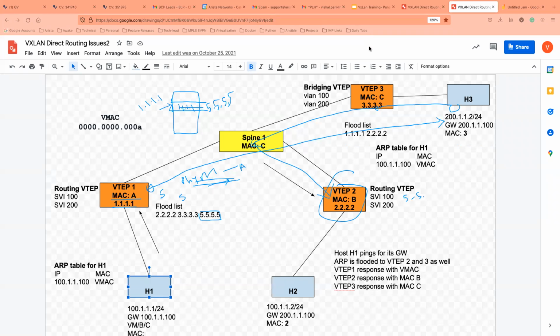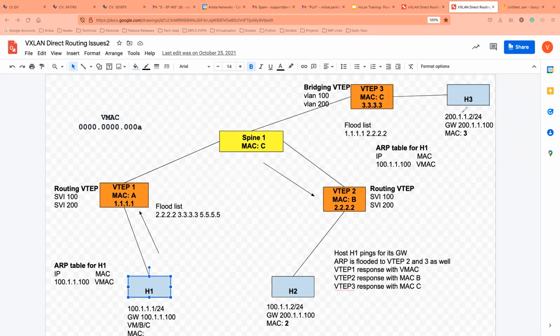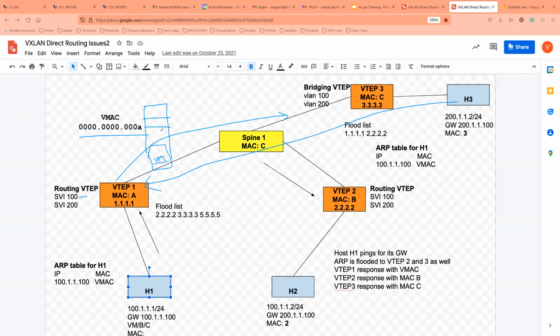Okay. And another case: now let's say H3 sends out an ARP request, and this device has to send out the ARP reply. It landed here, let's say, because 5.5.5.5 came here. Now it will reply back. What is the source MAC? Virtual MAC, because the request is for the virtual IP, the SVI IP. So it will reply back with the virtual MAC. What will the outer source IP be? The VTEP IP, 1.1.1.1 or 5.5.5.5, with the reply?